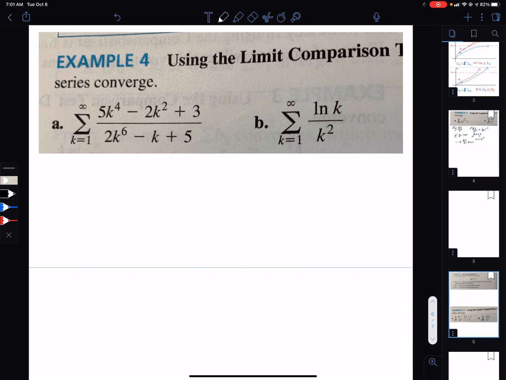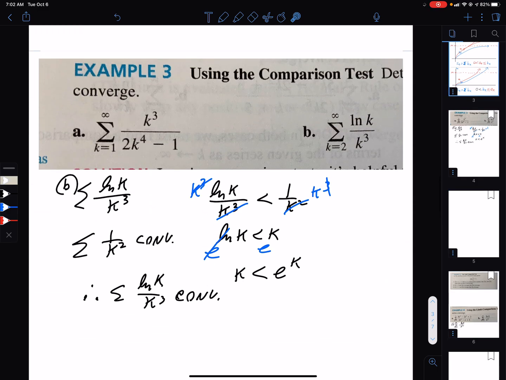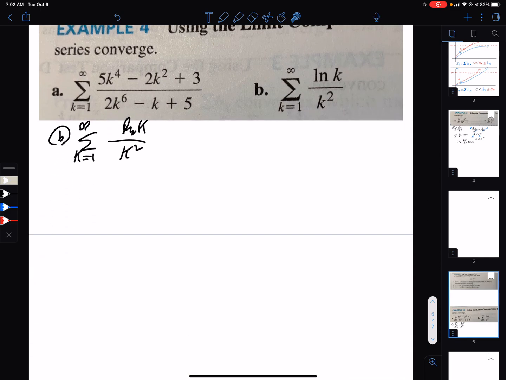Part B. So what does this remind you of? The top is similar to what we did before. Is it the same one as we did before? Ln k over k cubed? Basically, the top, ln k, looks like that. Linear, that's just k. That's k, that's ln k. So to be conservative, we put a k there, and that reduces to 1 over k.